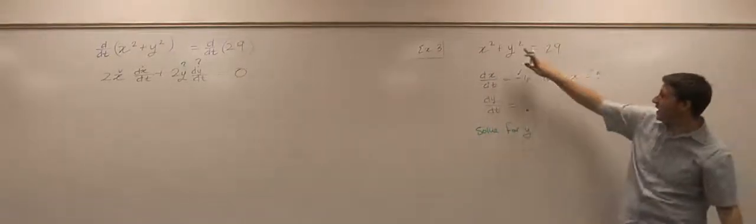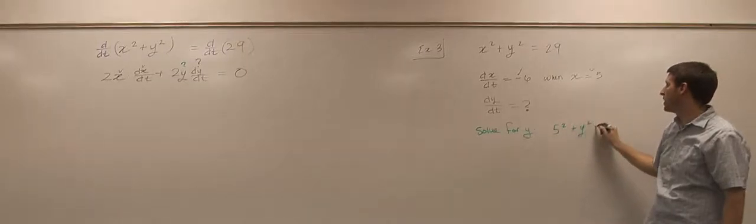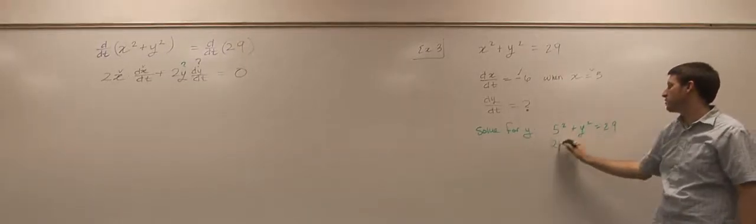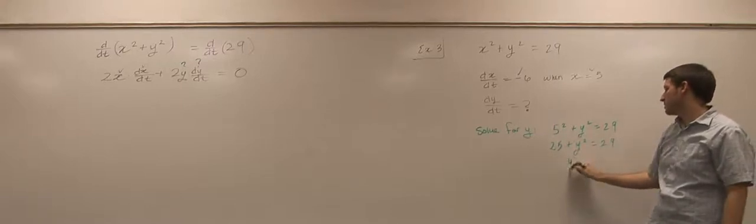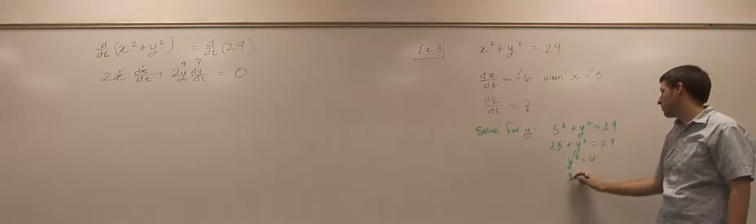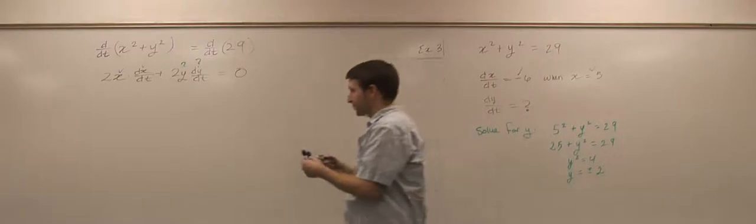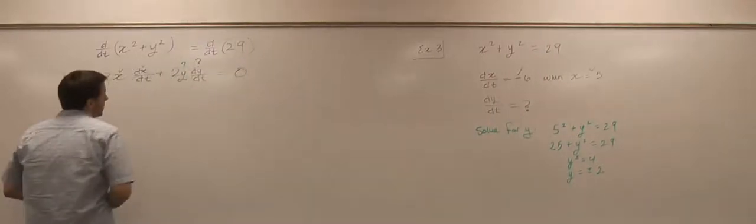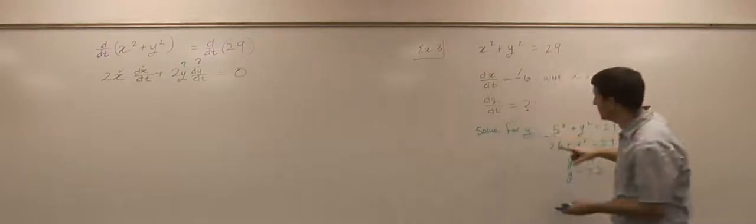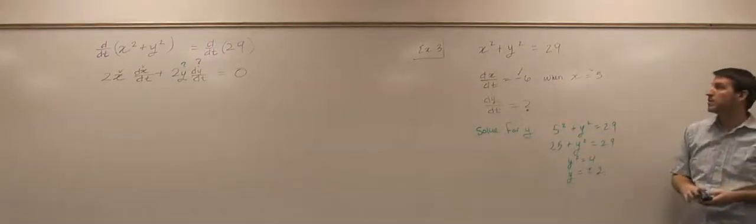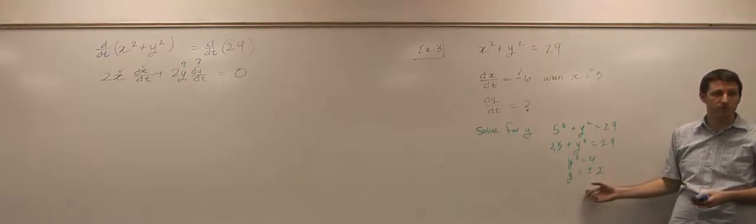So by plugging in x equals 5, 5 squared plus y squared equals 29. 25 plus y squared equals 29. y squared equals 4. y equals plus or minus 2. So we're actually going to end up with 2 different answers. There's 2 possible y values.